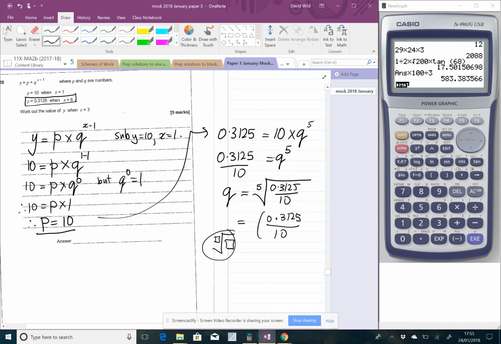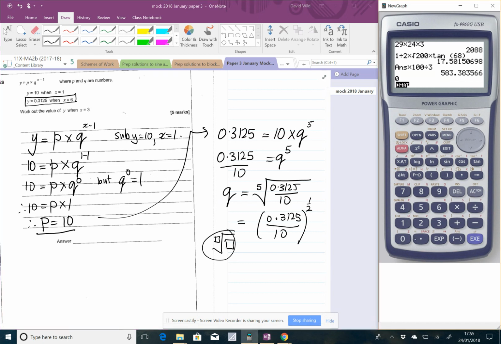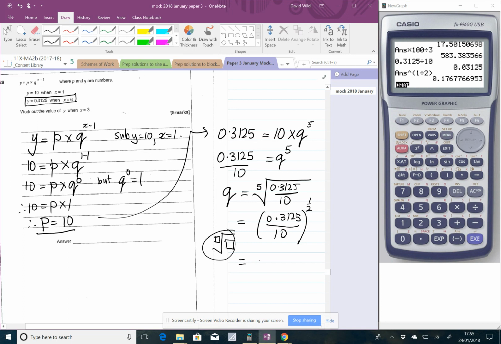So I'm actually on my calculator going to work out what this is. So I've got 0.3125 divided by 10. Obviously, I could just shift the decimal point, and then I'm going to raise that to the power 1/5. Could put 0.2 in there if I wanted to, and I get an answer here of 0.17677. Okay, so q is 0.176777. That's plenty of decimal places.